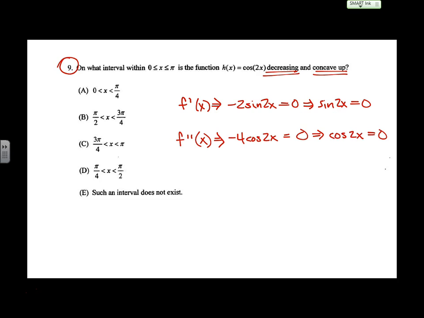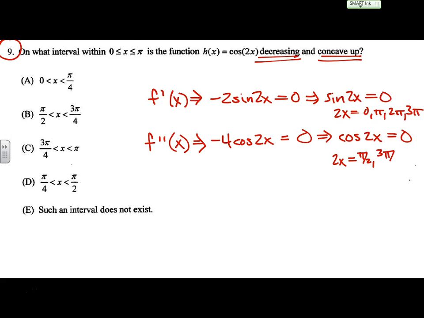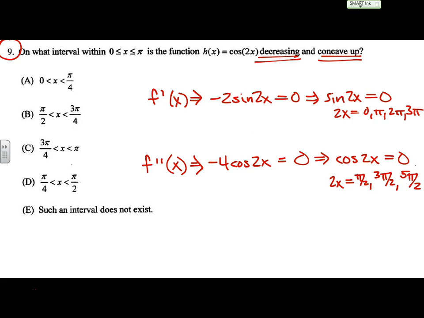Going to the unit circle, when is sine 0? 0, pi, 2 pi, 3 pi, etc. Give me 1 second though, because we haven't totally solved yet. Cosine of 2x is going to be at pi over 2, 3 pi over 2, 5 pi over 2. Kiddos, we haven't solved for x yet. How do we solve for x? Divide everything by 2. And to divide everything by 2, those angles change just a little bit when we solve.